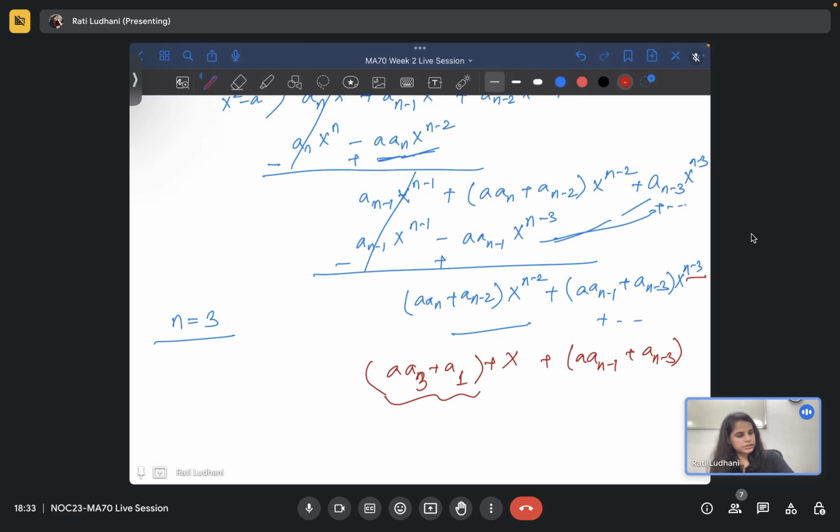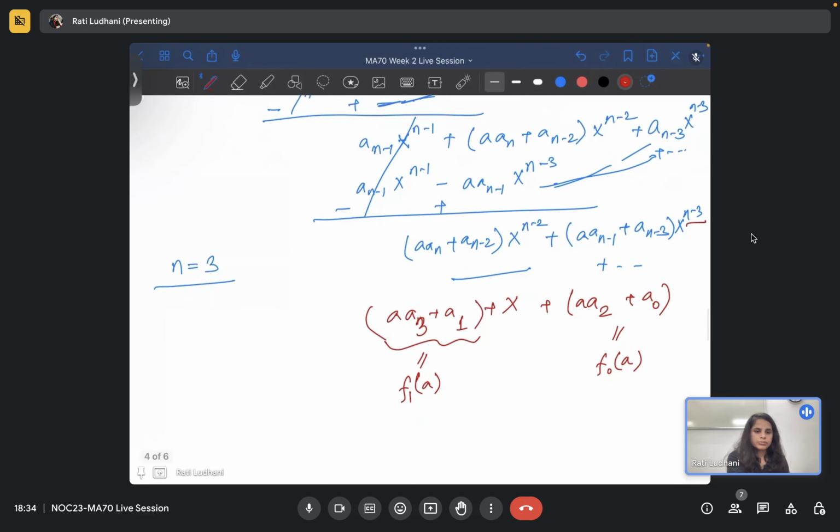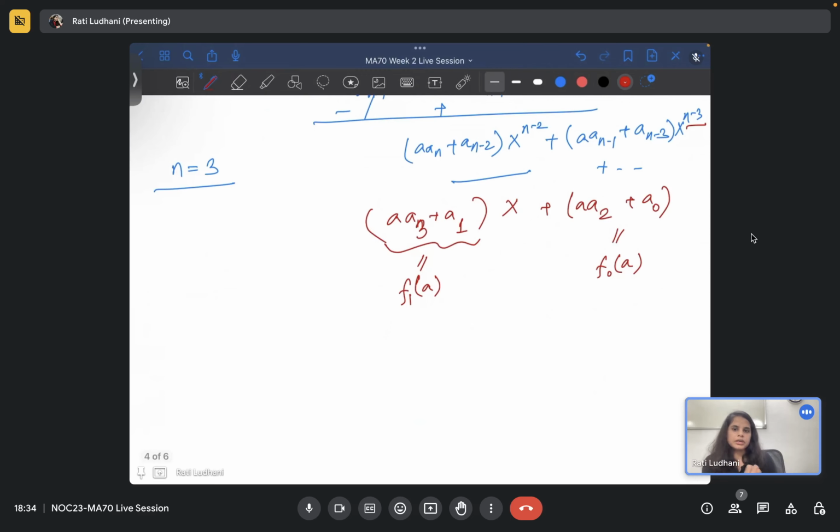Okay, and this is 2, this is 2, and this is 0. So this is exactly your f1a, and this is exactly your f0a. Even if you do it for n equals 4, like you go one step more and then you try, you will get the same thing. Okay, so this is something you can realize also. So there is no addition here. But this is not a way to prove that. So whenever this kind of thing appears, we can apply induction and prove this thing.